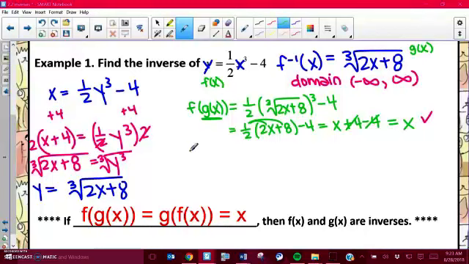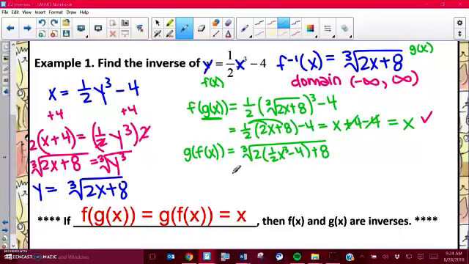We're going to double check and make sure that g of f of x gets me the same thing. Again, wherever I have an x in my g function, I'm plugging in that entire thing. So I'm going to be doing the cube root of 2, and then my x is now 1/2 x cubed minus 4, and then plus 8. Again, I'm going to do some distribution on the inside, working from the inside out. So I'd have 1/2 times 2 is 1, so x cubed. 2 times 4 is minus 2.